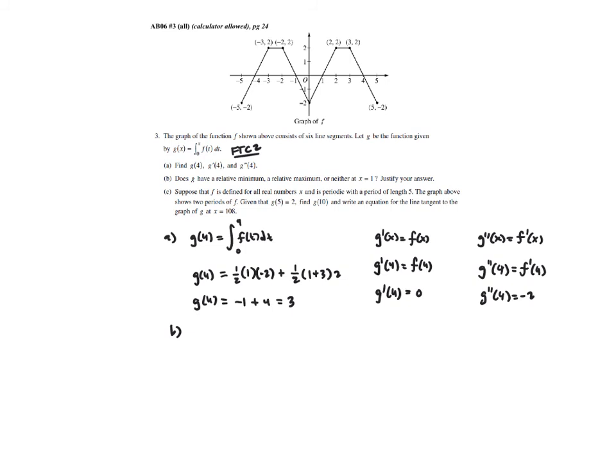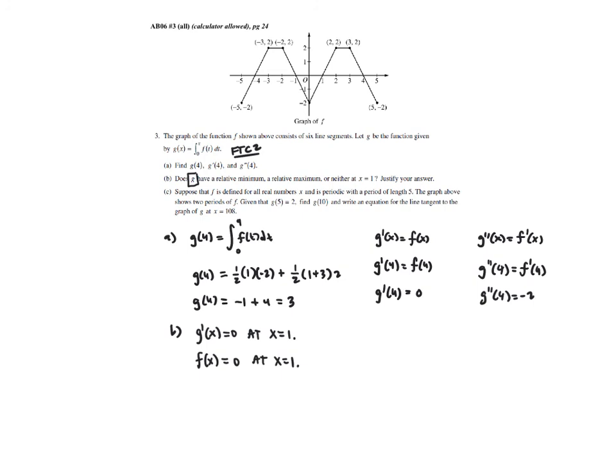When we talk relative min, relative max, we're talking about g prime. So if I'm considering the function g, I want to analyze g prime. I know g prime of x should equal 0 at x equals 1, if any of this is to even be possible. So let's make sure that that's true. g prime of x is equal to f of x. Is f of x equal to 0 at x equals 1? The answer to that is yes. So at least we're in the neighborhood here.